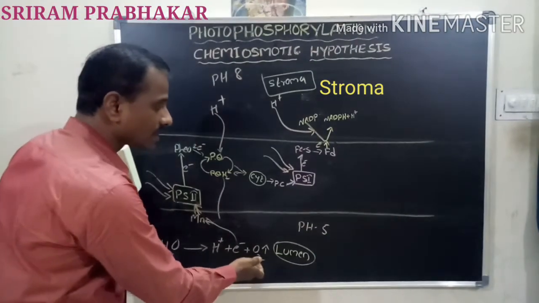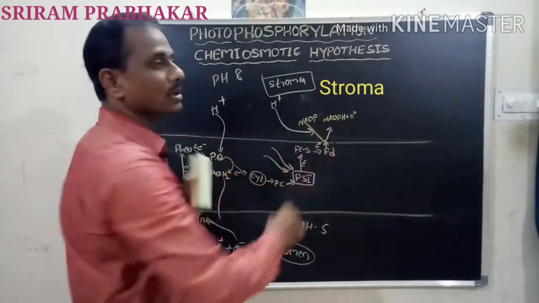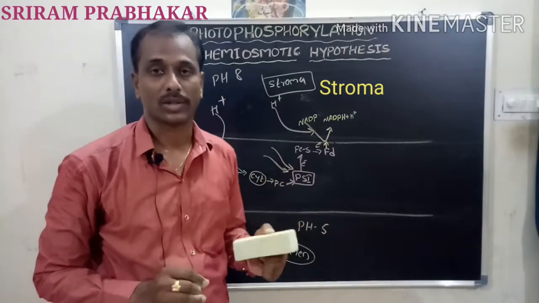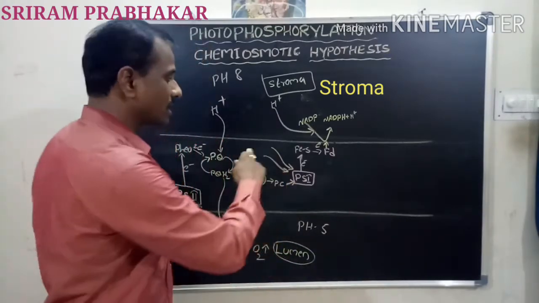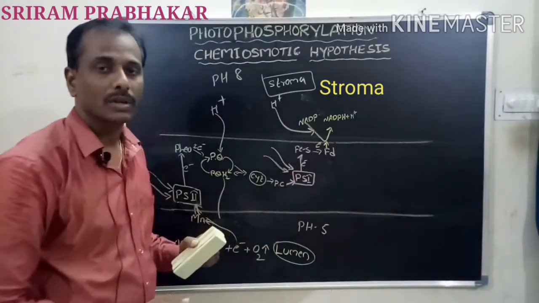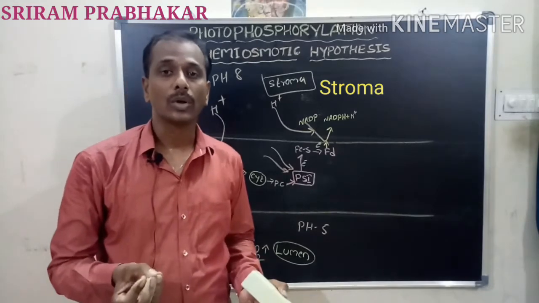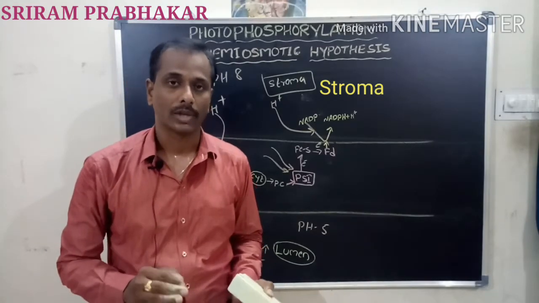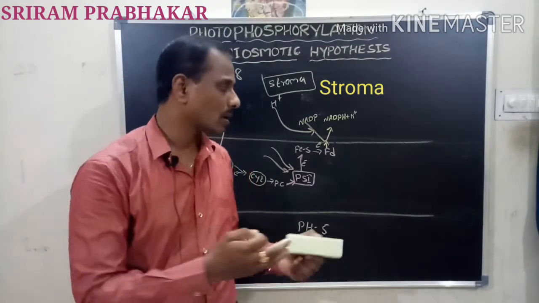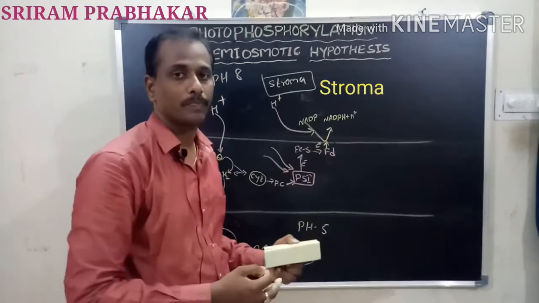The protons go back to the stroma for the balance of pH. But this is a thylakoid membrane. It is impermeable to protons. That is, no ions go through this membrane.